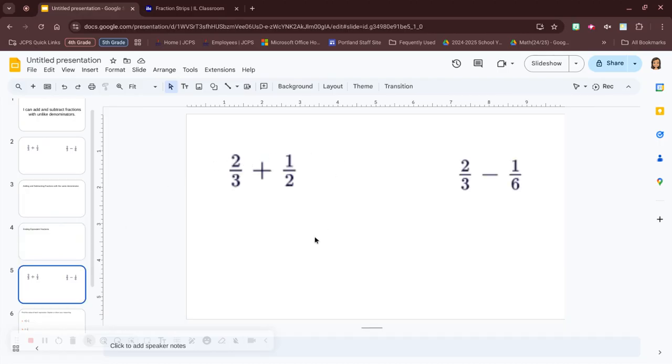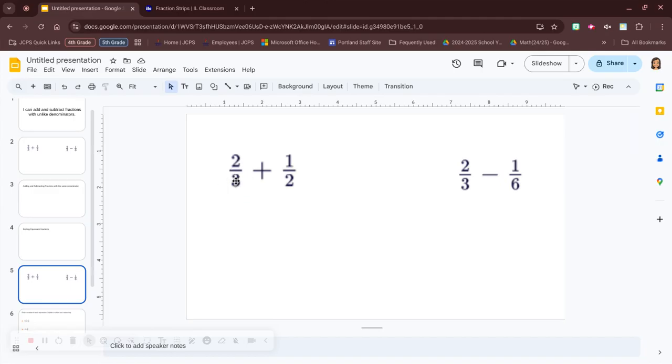When we get back to school, you will notice that we have 2/3 plus 1/2. We cannot add this because the denominators are not the same. So we're going to have to figure out what denominator both of these numbers can have that would be the same. How would 3 and 2 get the same denominators? We can use our fraction strips to think about this, or you can start thinking of common multiples.